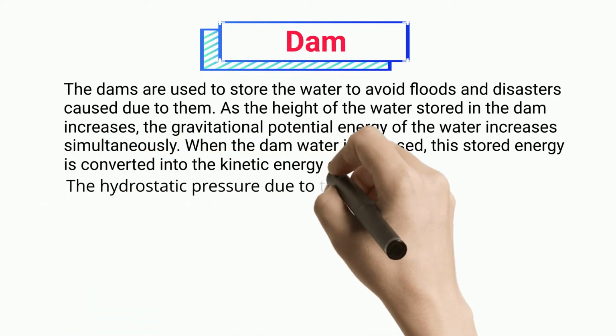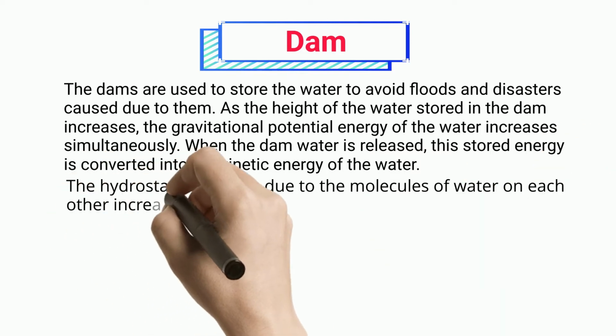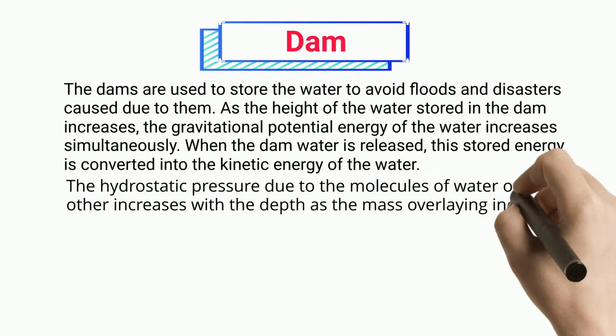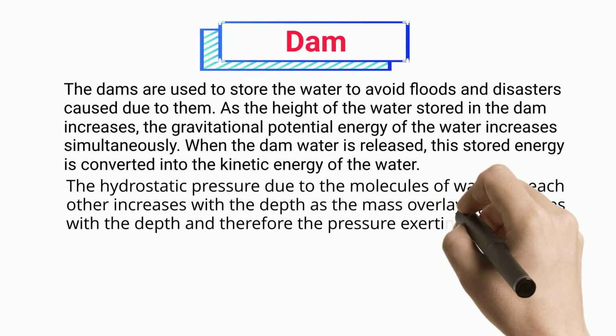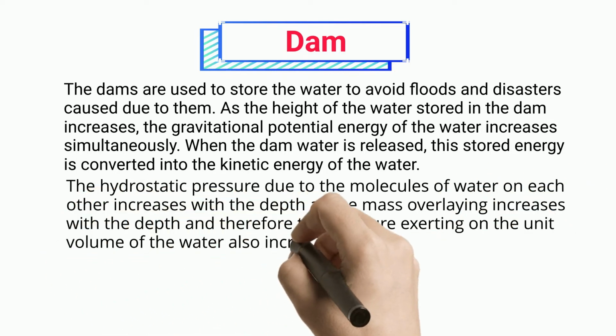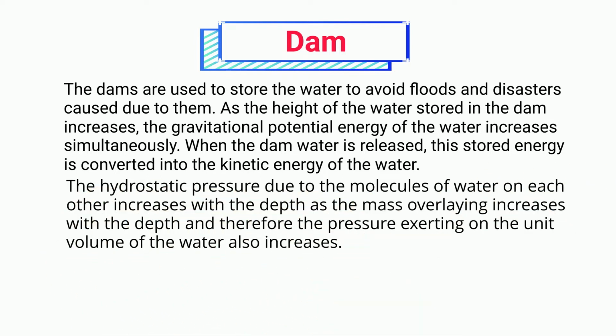The hydrostatic pressure due to the molecules of water on each other increases with the depth as the mass overlaying increases with the depth, and therefore the pressure exerting on the unit volume of the water also increases.